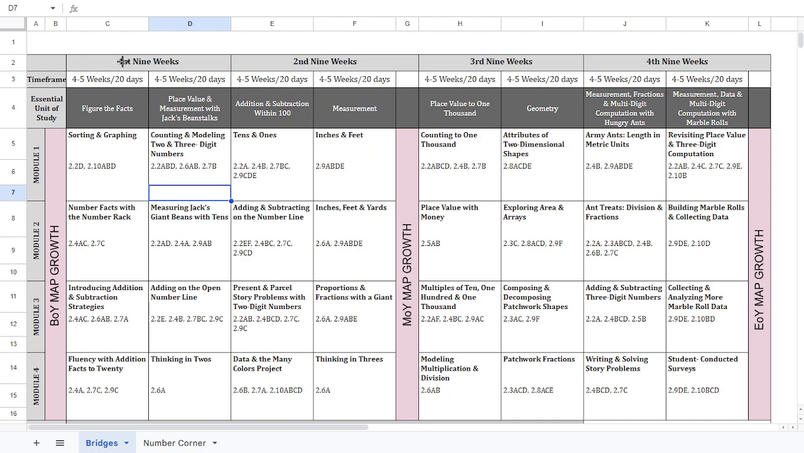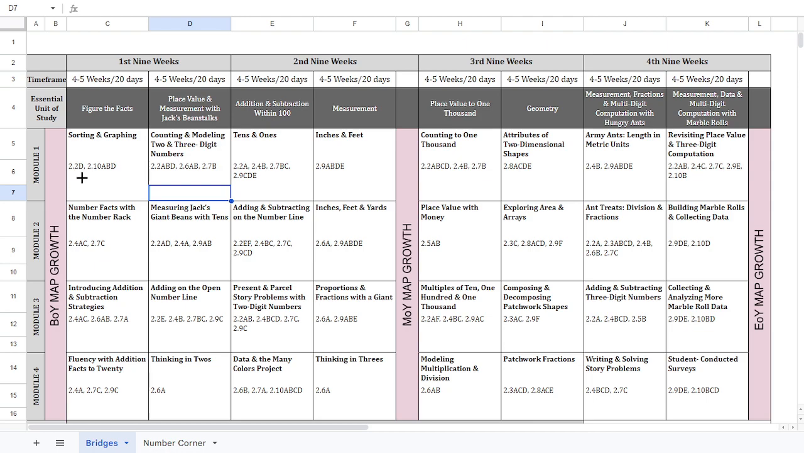Okay, in total there are 4 9 weeks. So I'm going to explain to you the first 9 weeks. The first thing that's going to happen in the first 4 to 5 weeks, or 20 days, is sorting and graphing. It's like handling information, like data, with line graphs and bar graphs.